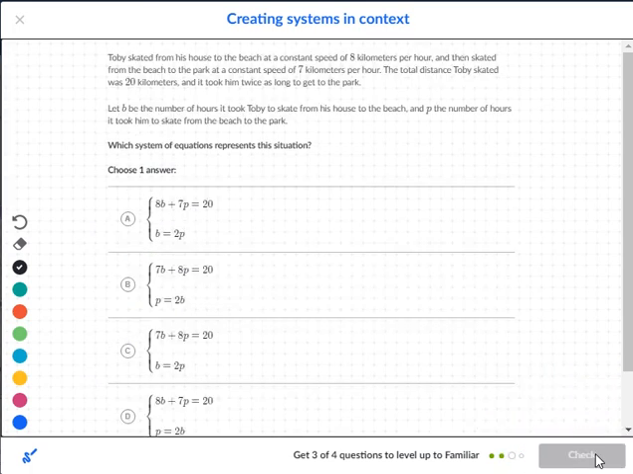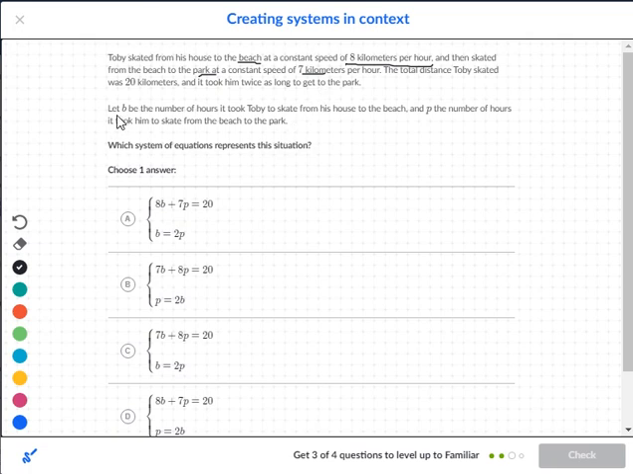Okay, Toby skated from his house to the beach at a constant speed of 8 kilometers per hour. Then he skated from the beach to the park at a constant speed of 7. So this is from his house to the beach, and then from the beach to the park he went 7. The total distance Toby skated was 20 kilometers, and it took him twice as long to get to the park.